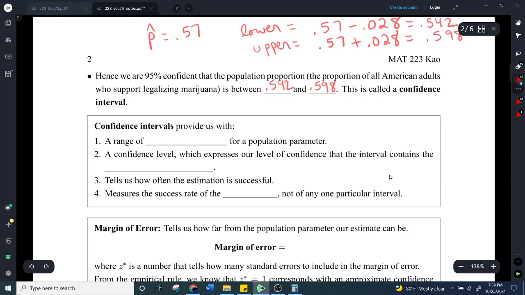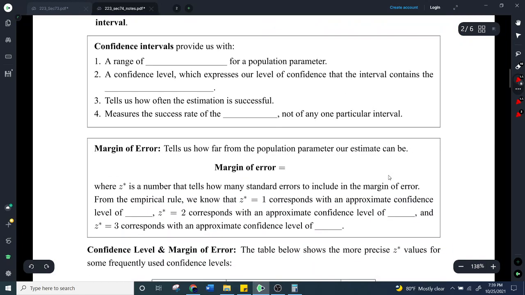So confidence intervals provide us with what? Some little bit of definition here. Confidence intervals provide us with a range of plausible values for a population parameter. The big difference in this section from the previous sections is that we don't know what our population parameter is. We're having to estimate it. And so the confidence interval gives us a range of plausible or realistic values that would make sense for our population parameter.